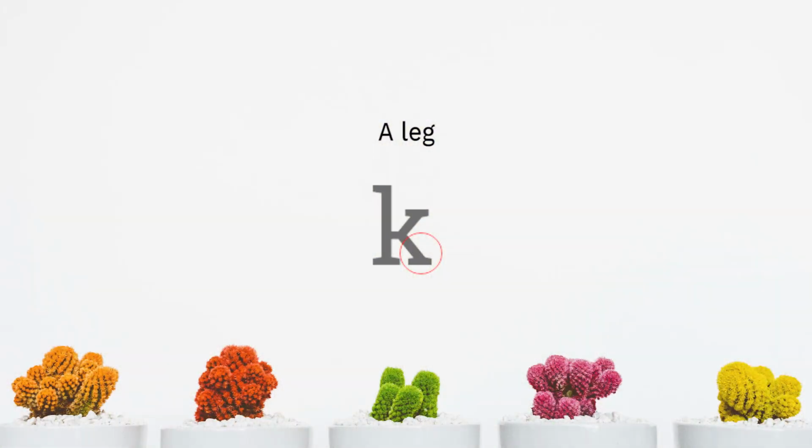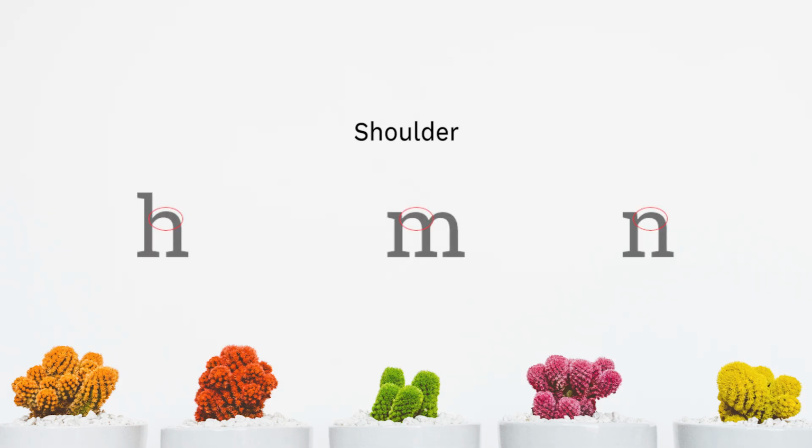A leg is a downward extending portion of a letter, attached at one end and unattached at the other. An arm is a portion of a letter that is straight or curved and extends upwards or outwards, attached at one end and unattached at the other. In some typeface styles, an ear is the small stroke that extends outwards from a lowercase g. Shoulder is the downward and to the right curved stroke of the lowercase h, m, and n.